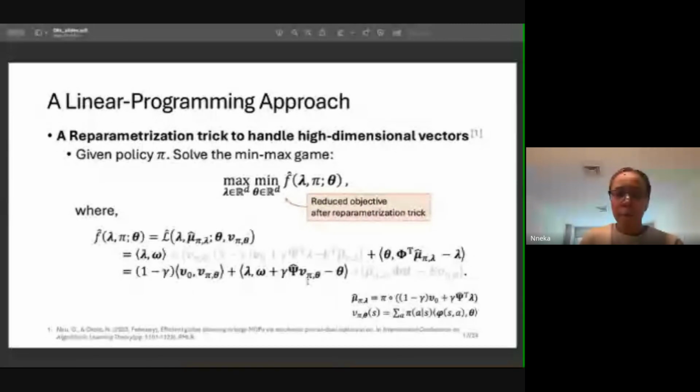So, well, that is nice. There's still a question of how to solve this without a worst coverage constant in the sample complexity bound. And to achieve that, first of all, we utilize a reparameterization trick.